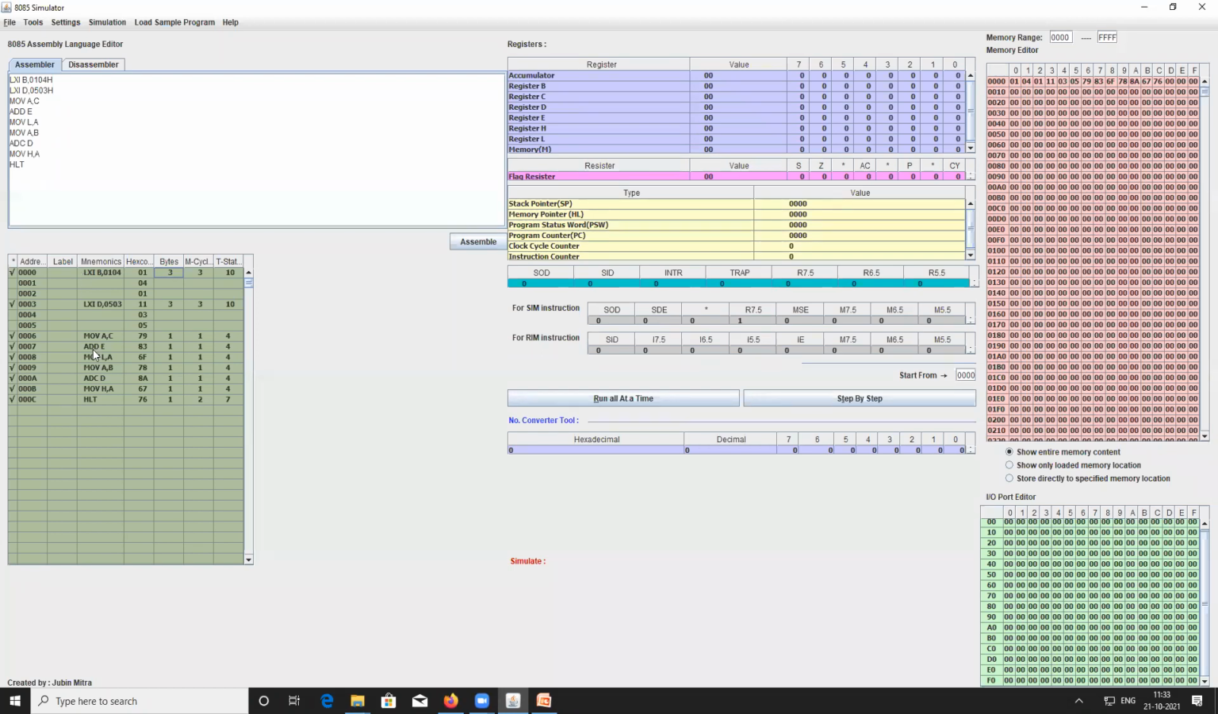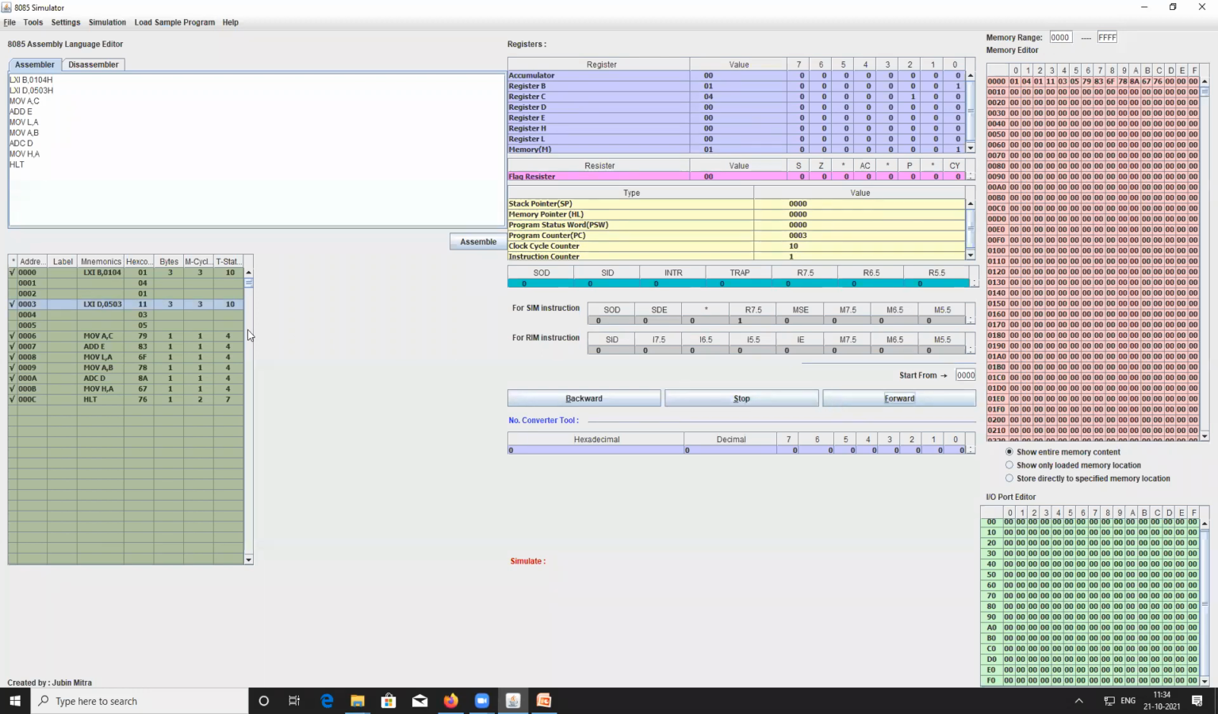MVI is a 2-byte instruction, and ADD, or MOV A,L, MOV A,B, are 1-byte instructions. So 3-byte, 2-byte, and 1-byte are the 3 types of instructions in the 8085. Remember these things at the time of your online examination. If they ask how many bytes LXI is, it is a 3-byte instruction. So here is LXI B 0104. Then we will go step by step.